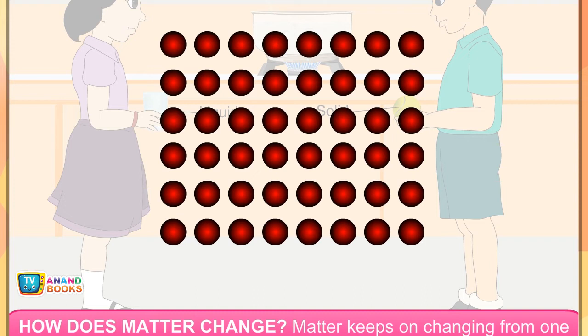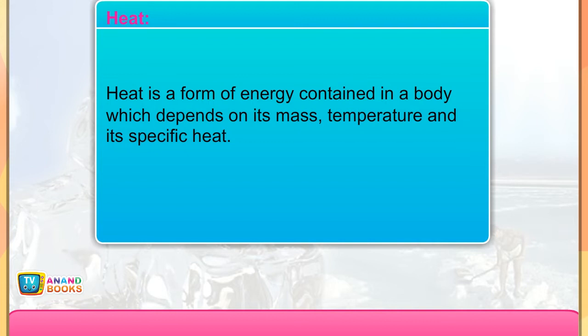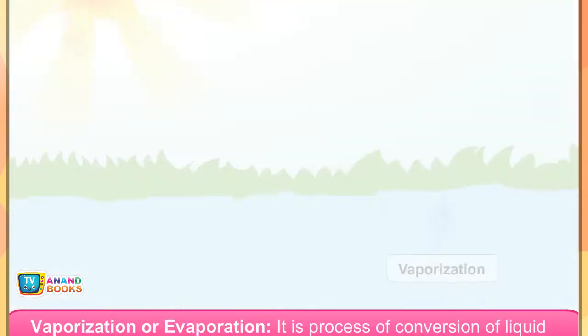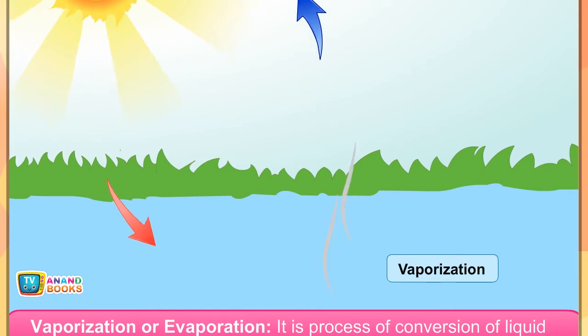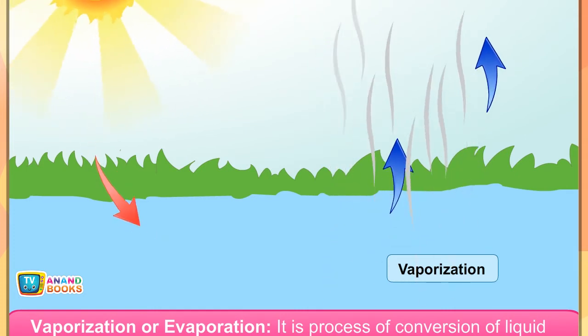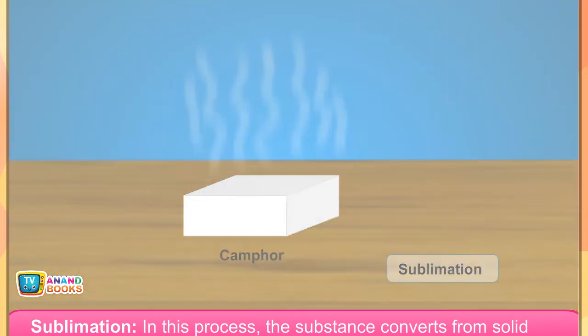Here are some terms related to change in matter. Heat. Heat is a form of energy contained in a body which depends on its mass, temperature, and its specific heat. Vaporization or evaporation. It is the process of conversion of liquid into vapor.